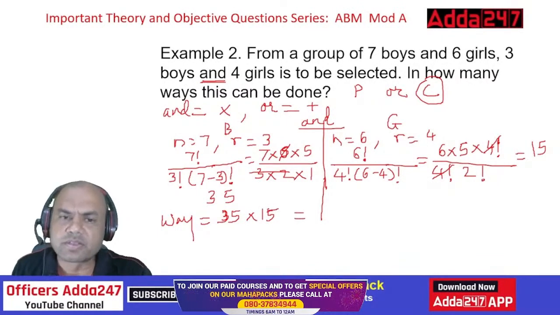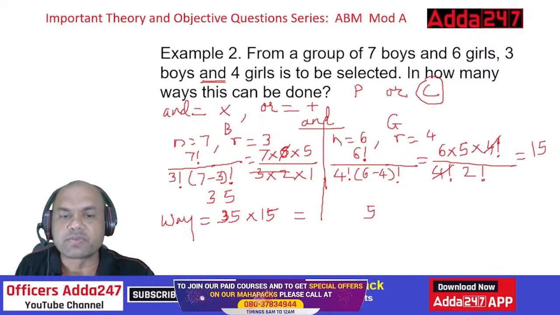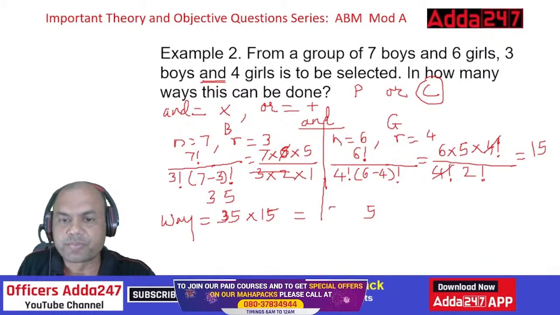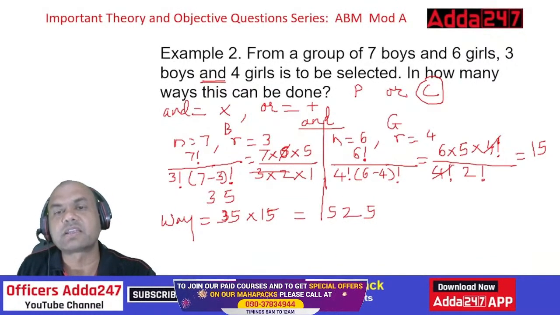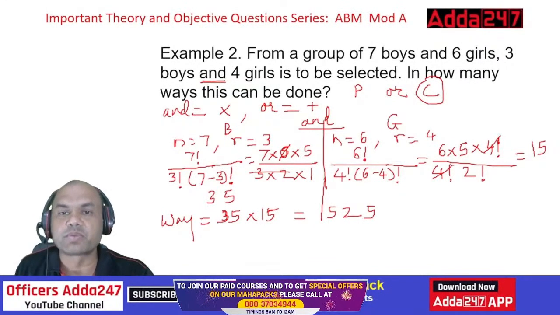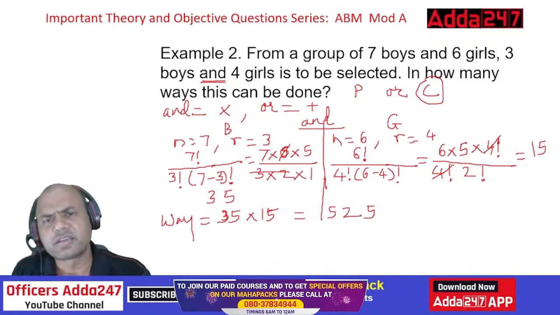So what is the answer? 15 5s are 75. 7 5s are 35, 15 3s are 45, plus 52... so 525 ways. In 525 ways, you can select 3 boys and 4 girls out of 7 boys and 6 girls and arrange them.